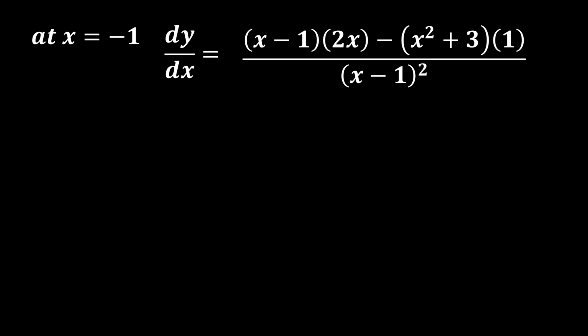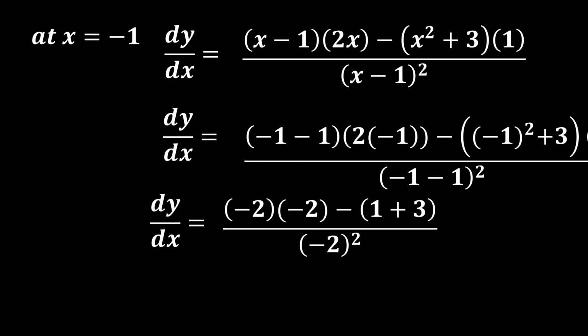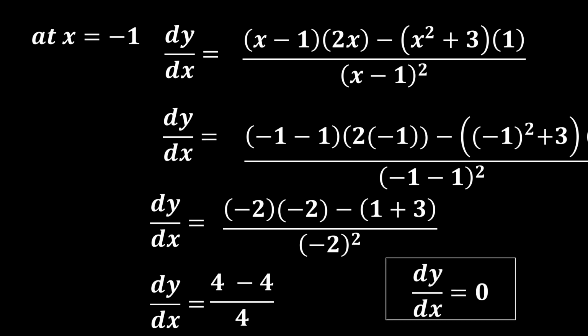We are now going to do the same thing at the point where x equals negative 1. I'm going to substitute x with negative 1. I'm going to simplify the numerator, and I have negative 2 times negative 2 minus the sum of 1 plus 3. As you can see, the numerator is 4 minus 4, the denominator is 4, and therefore the value of dy/dx is equal to 0. This proves that when x is equal to negative 1, the derivative function is equal to 0.